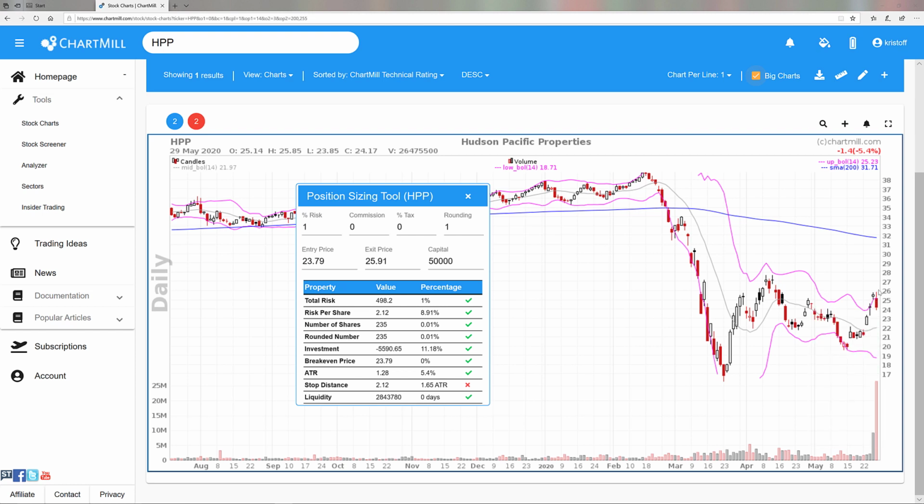Another possibility is a trailing stop loss. If this goes further down, you can trail your stop loss. Or even the opposite band, the lower Bollinger Band, as a target.